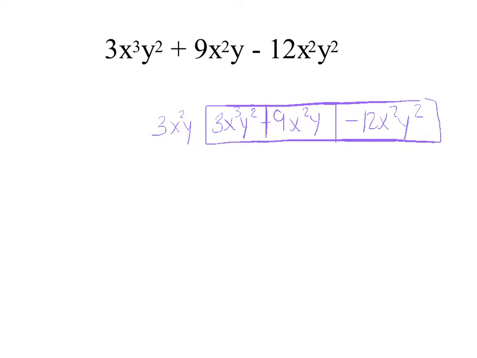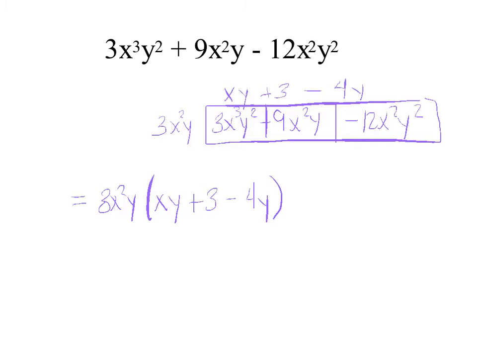So then to get these, in the first box, the 3 is already there. For x squared, to get x cubed, I'll need to multiply by an x. And to get y squared from y, I'll have to multiply by a y. Plus, to get 3 to be a 9, I need to multiply by 3. X squared is already there, and y is already there. And then to get the negative 12, I'd have to multiply by negative 4. And then the x squared's already there, but the y will have to multiply by one more y. And so 3x squared y times xy plus 3 minus 4y equals the original polynomial.